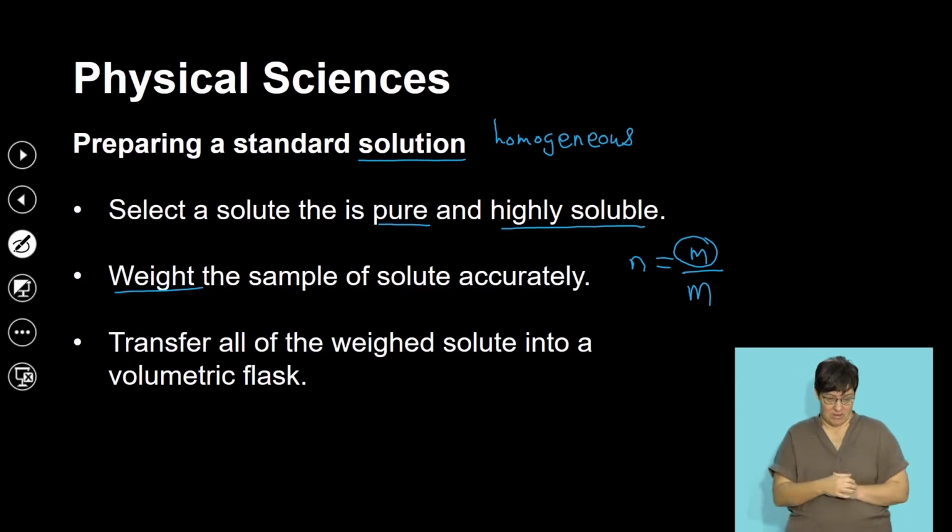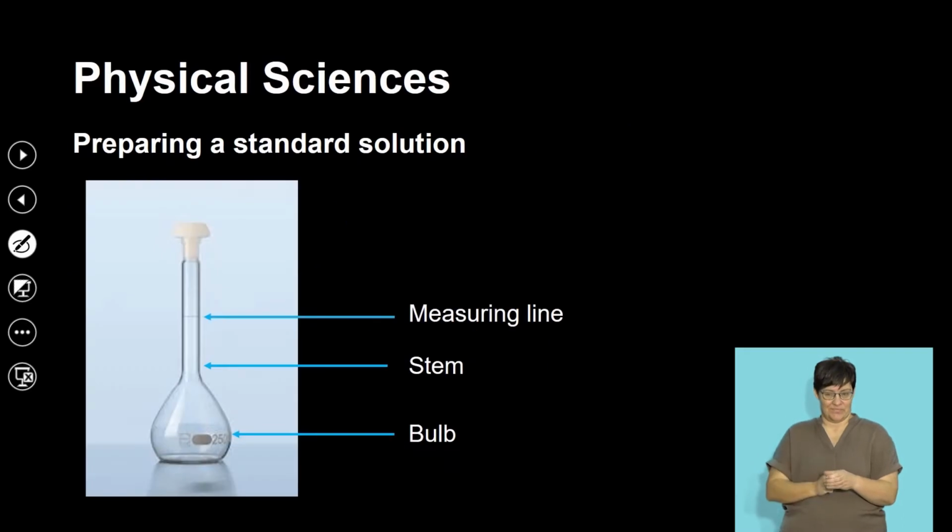Then after that, we can transfer the weighed solute into a volumetric flask. A volumetric flask would give us a fixed volume of a solution. And if you talk of a volumetric flask, this is how it looks, okay? So it's got a measuring line. In this case, say for argument's sake, a 250 mL flask.